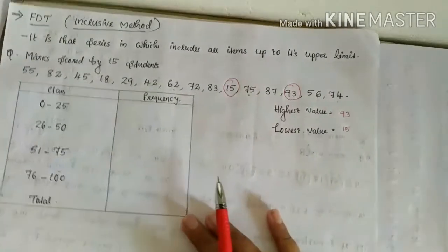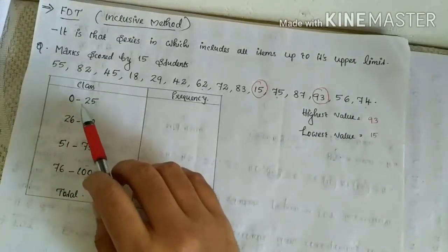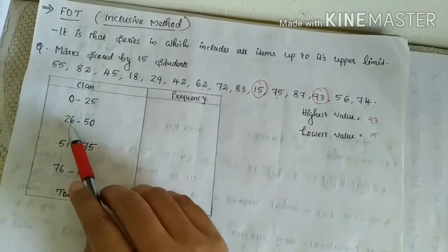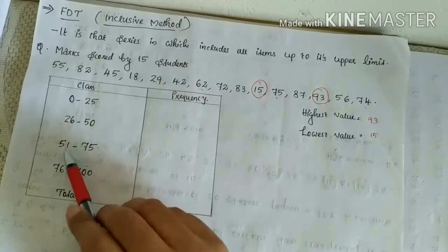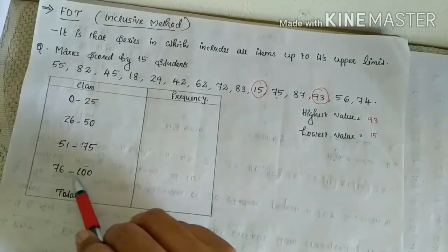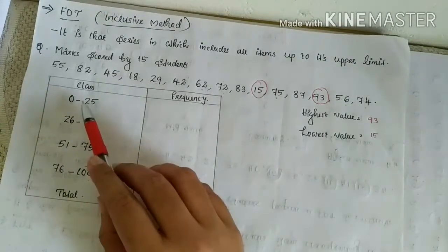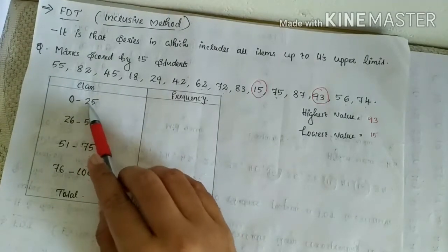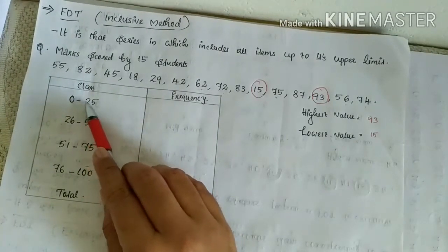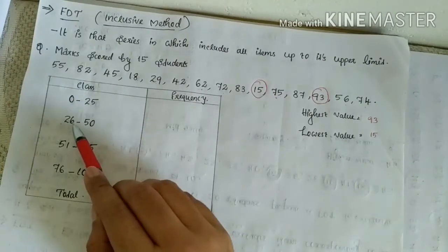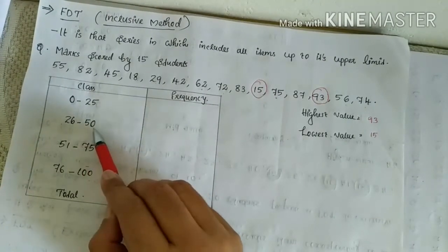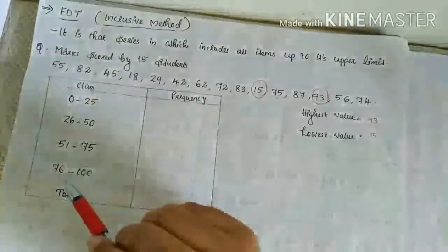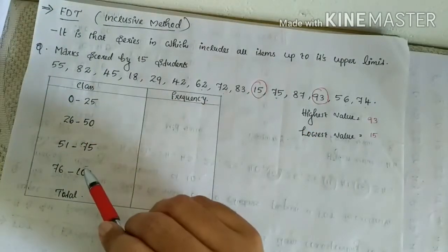So I will take the class interval of 25. The first class is 0 to 25, and the next classes are 26 to 50, 51 to 75, 76 to 100. The main reason is that the value of 25 is included in the 0 to 25 class, and the value of 50 is included in the 26 to 50 class. So this is the inclusive method.